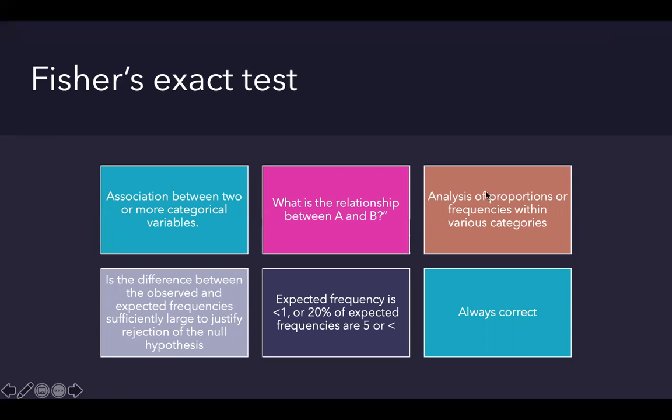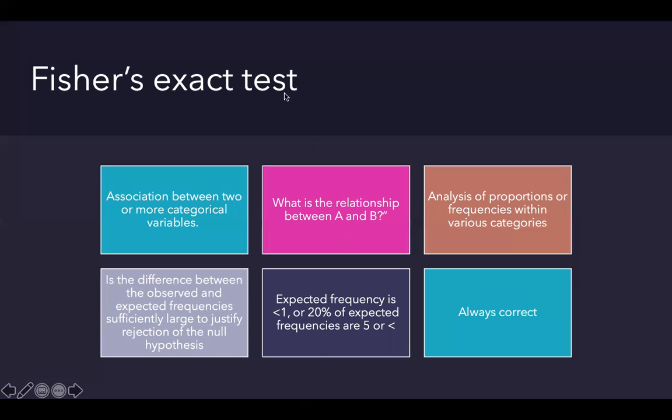And instead of parametric tests or tests that look at the analysis of an outcome that is continuous, Fisher test and chi-square analyze the proportions of frequency within each category in each group. And they're looking at whether the difference between the observed and the expected frequencies is sufficiently large to reject the null hypothesis. We want to find a large difference between both groups to be able to reject the null hypothesis, because the null hypothesis says that both groups are equal.